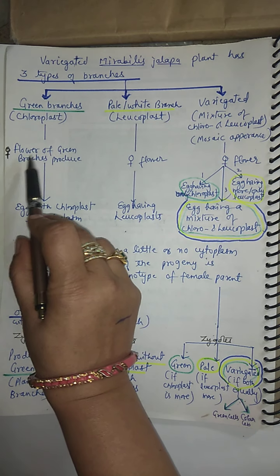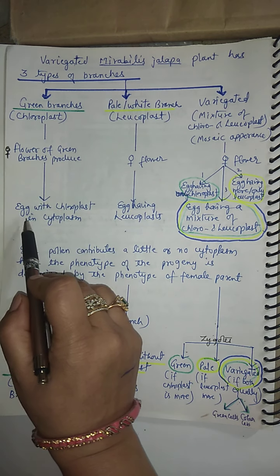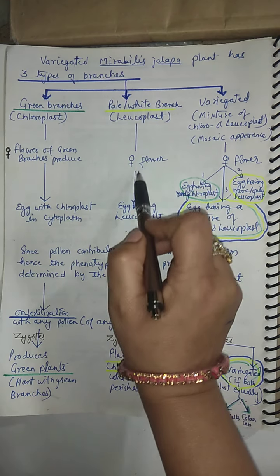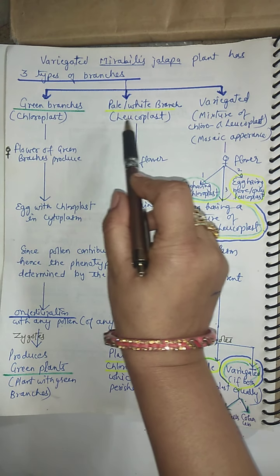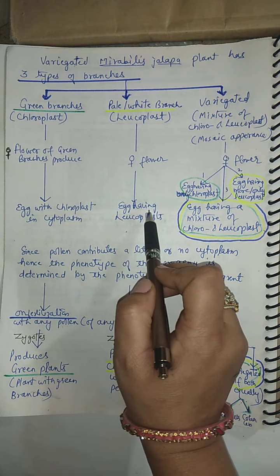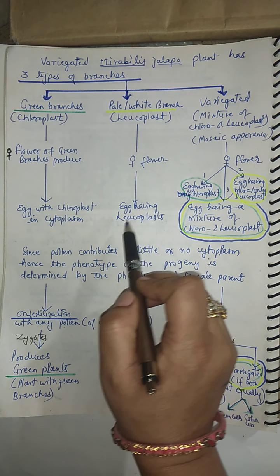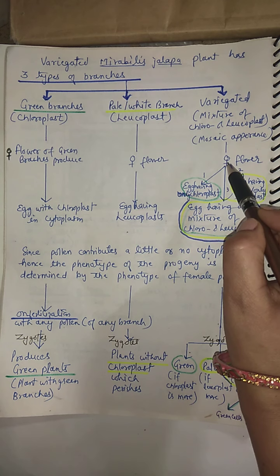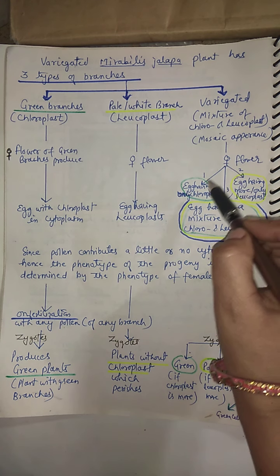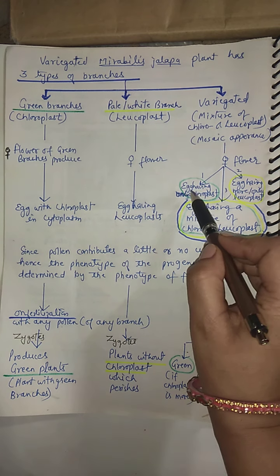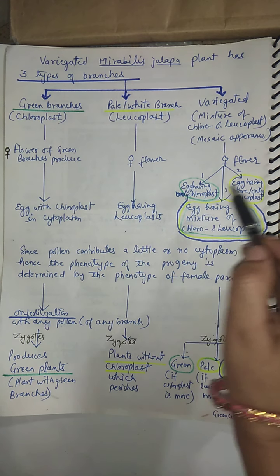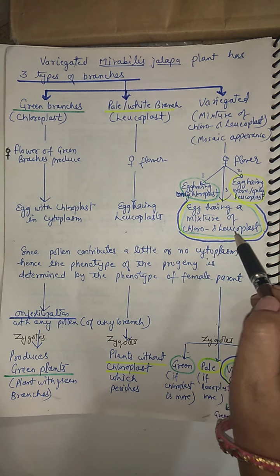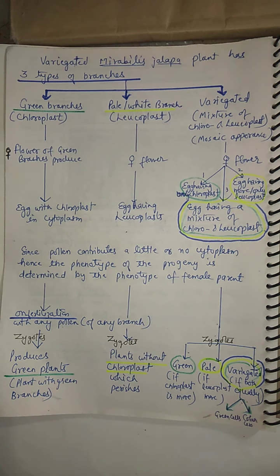Now, the flower on a green branch produces an egg with chloroplasts in its cytoplasm. The female flower on a white or pale branch develops eggs having leucoplasts. The variegated branch forms flowers that have eggs of three kinds. Some eggs have only chloroplasts, some have only leucoplasts, and some have a mixture of chloroplasts as well as leucoplasts.